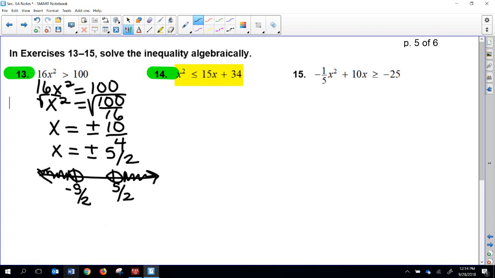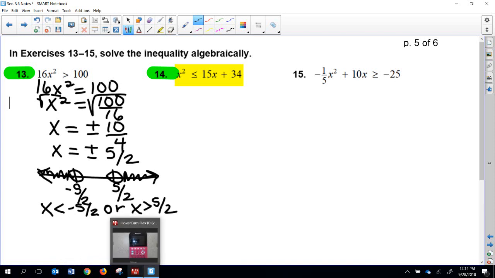So writing the solution as an inequality, I would say my x value must be less than negative 5/2, or that x I choose must be greater than positive 5/2. Those are the solutions that make the inequality work.